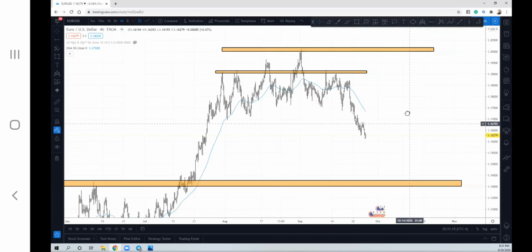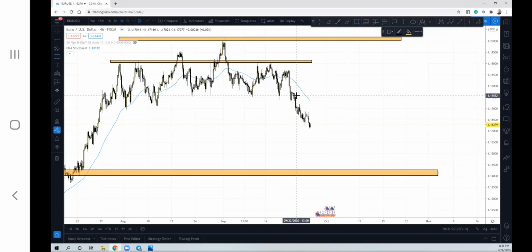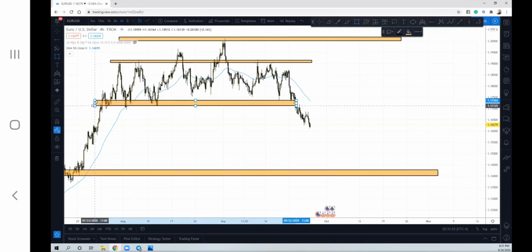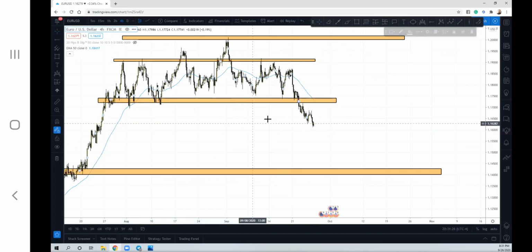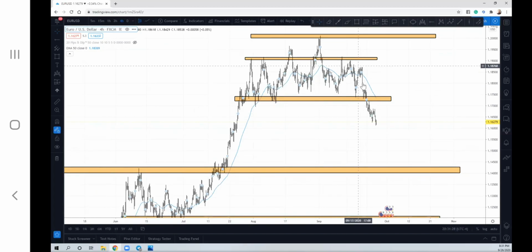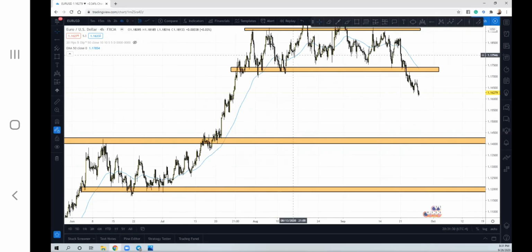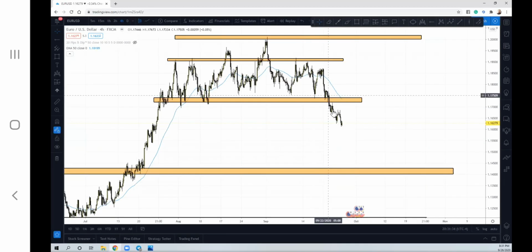So we're also going to mark up this support right here. And this is where it broke through, right? We see that it was consolidating up here and started breaking through. So now we can see kind of like the trend change happening at this moment in time for it to continue going downwards, okay?